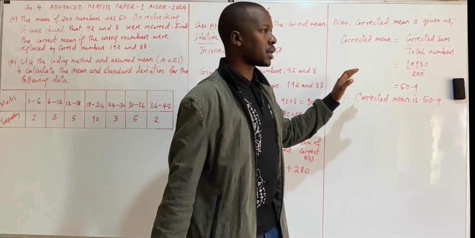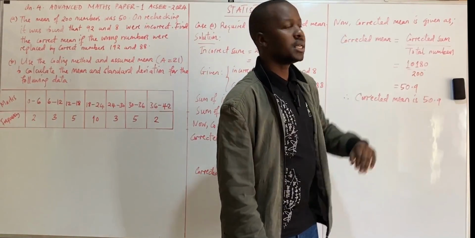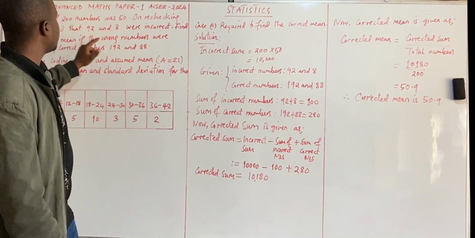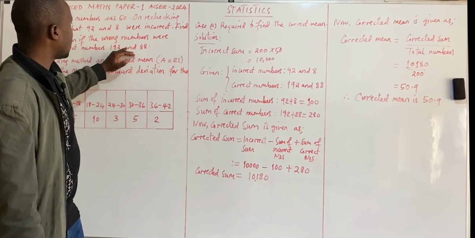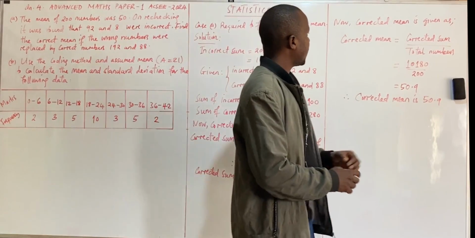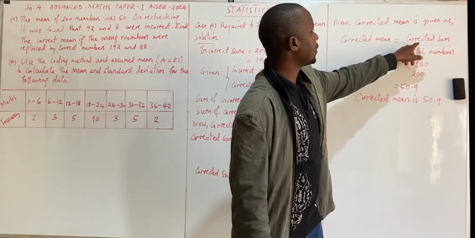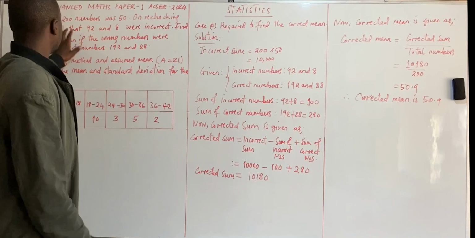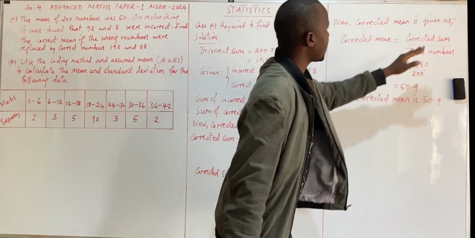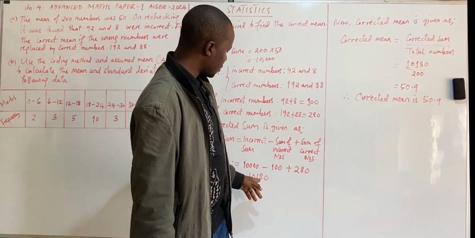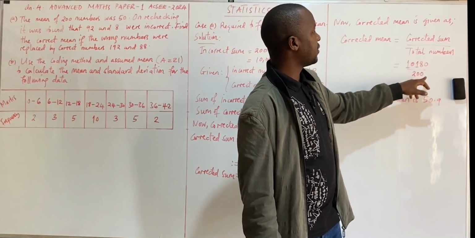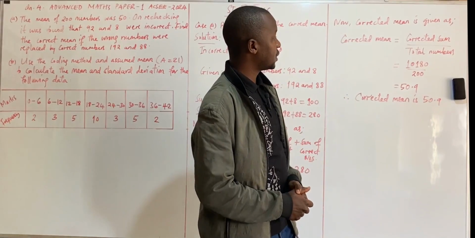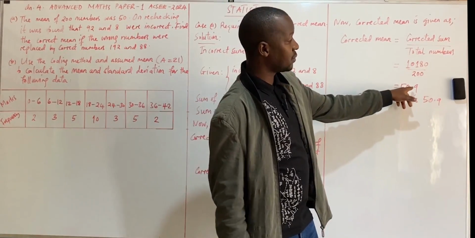But after getting the correct sum, we need to get the corrected mean. That's what was asked in the problem: find the correct mean if the wrong numbers were replaced by 192 and 88. The idea for obtaining the corrected mean is that we take the corrected sum and divide by the total numbers. We know the total numbers provided earlier was 200. So we take the corrected sum, 10,180, and divide by 200. When we divide using a scientific non-programmable calculator, we end up getting 50.9.